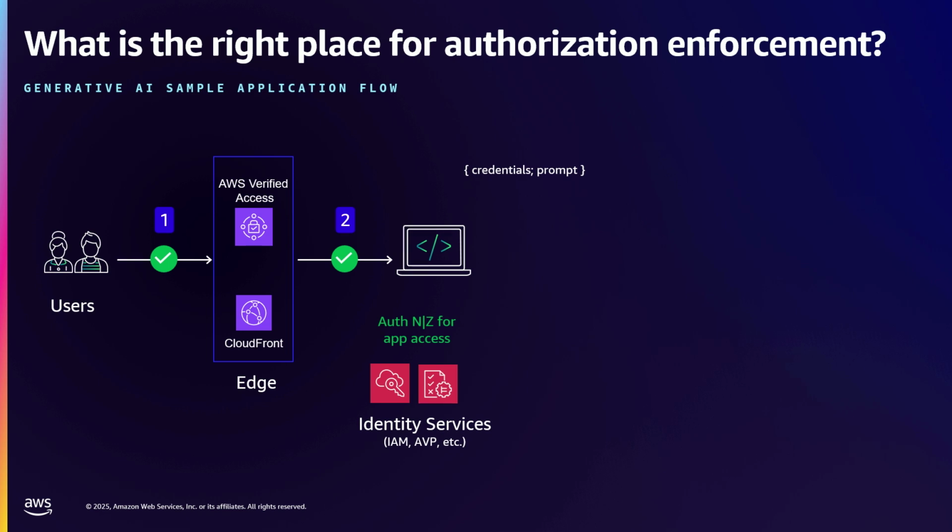Step number two, we pass this over to our application. So the application now checks whether this user is even permitted to access the app. And let's say the answer is yes, and it potentially uses the identity services underneath, and we talk about identity and access management. AVP is Amazon Verified Permissions. Whatever the tool is, it goes out and validates: is the current set of credentials permitted to access data?